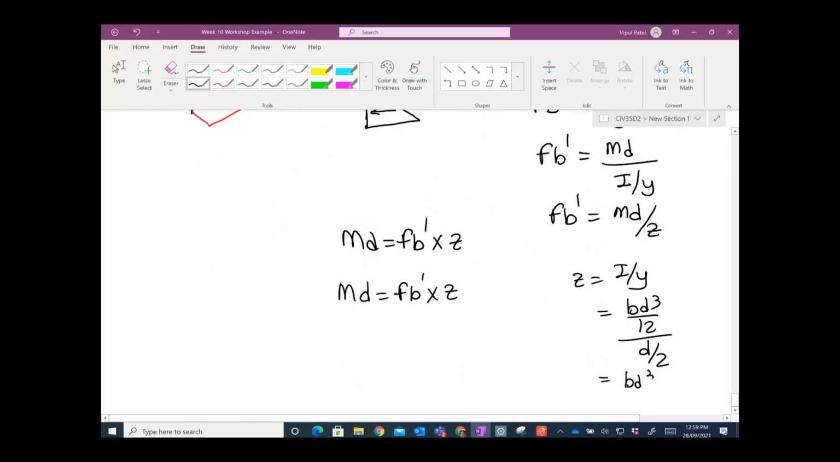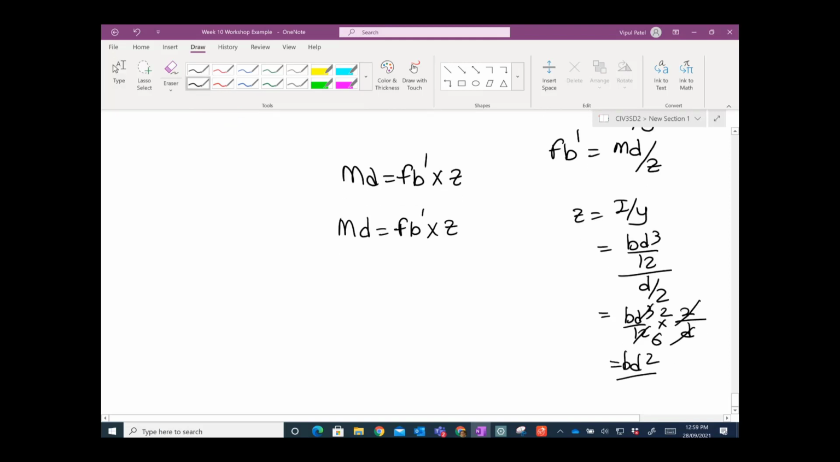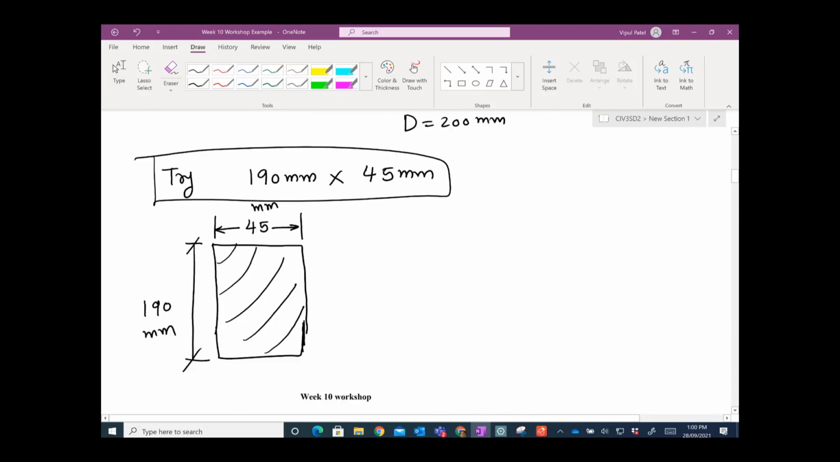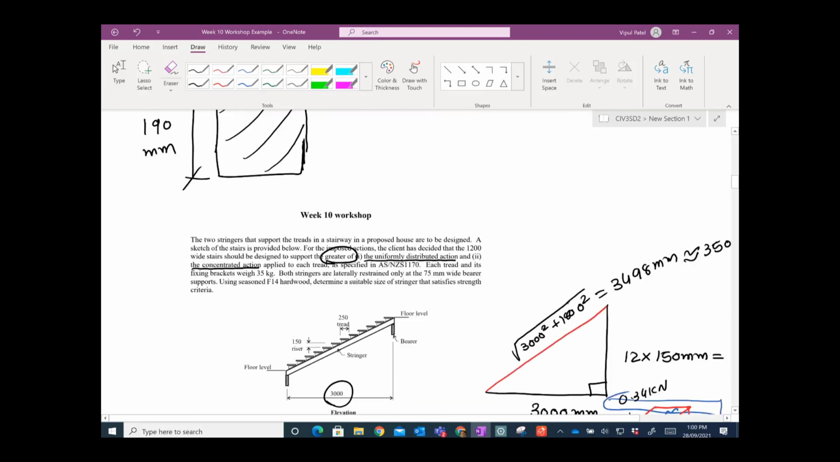So if I just simplify that, BD cubed over 12 times 2 on D, this cancels, 6 square, so you have BD square on 6, right? That is your section modulus Z. So let's do that. Z is equal to BD square on 6. You have a B of 45 millimeters, D of 190 millimeters square, and then you have 6, right? What we assume is 190 by 45. Yep.